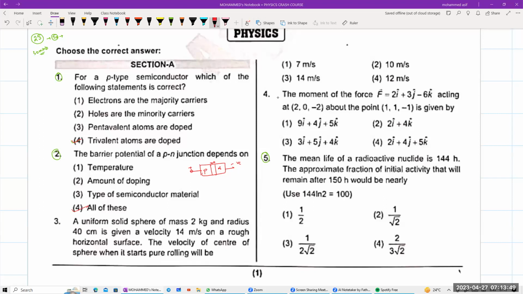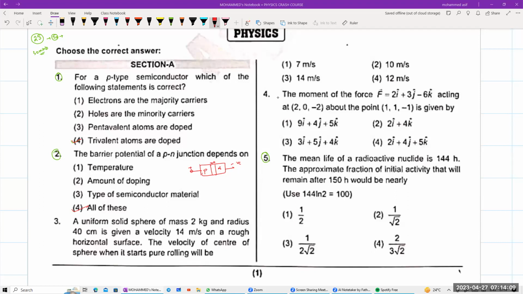Then question number 5. Question number 5, try it, beta. The mean life of the radioactive nuclide is 144 hours. The approximate fraction of initial activity that will remain after 150 hours would be nearly? Use 144 ln 2 as your 100.